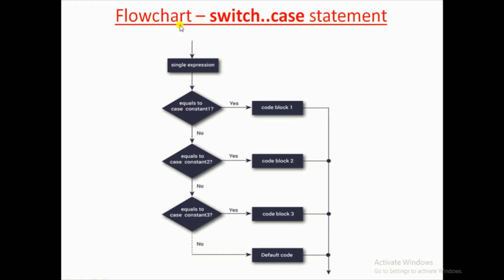So here is the example. The expression is evaluated one time and checked against the case blocks. If code block 1 is satisfied, it executes that block. If not, it checks the next block and the next block. In this way it checks all the blocks. If none of the blocks match the expression, it executes the default code.